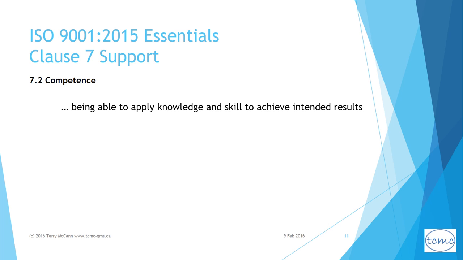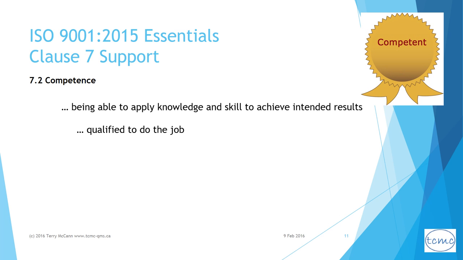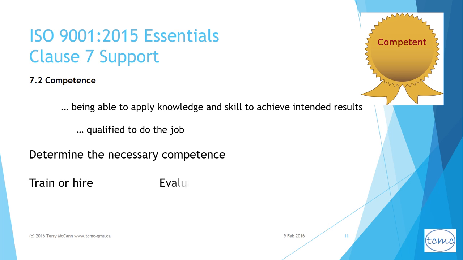7.2, competence. This requirement is really a specific extension of organizational knowledge. It requires the organization to identify elements of competence that affect quality and ensure that people acquire competence whenever shortcomings are discovered. Such training must be documented and evaluated.